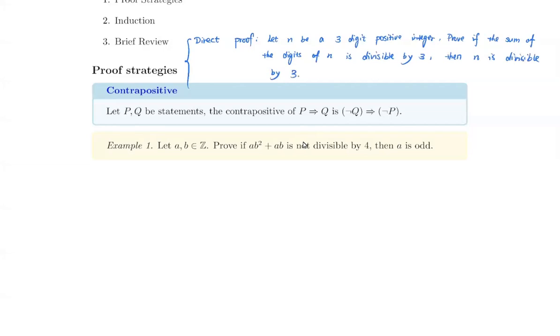This is just an example of a direct proof. We're not proving it, but you should try it at home. It's good practice. Anyway, the second strategy is contrapositive, which we'll talk about today.